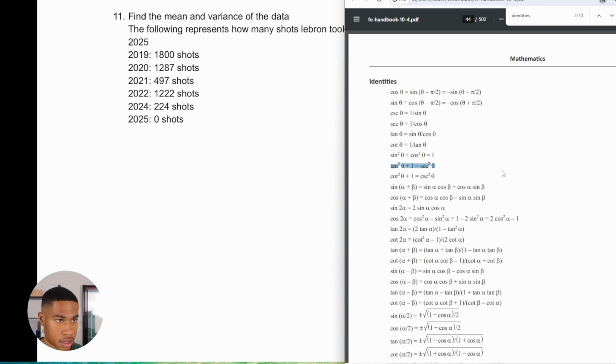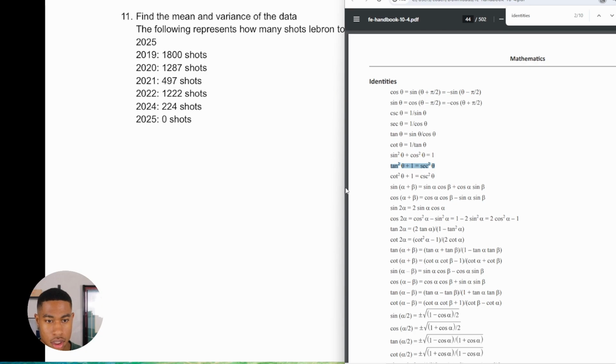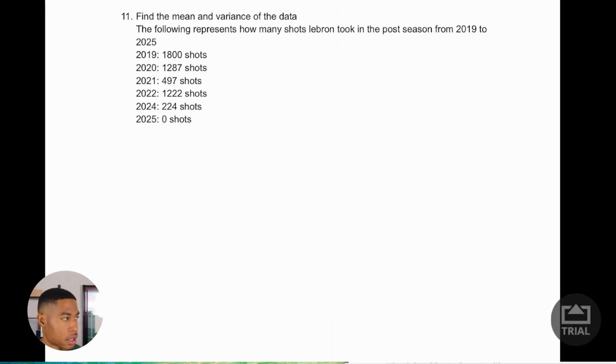Okay. All right. Let's look at number 11. It's kind of hard to see. All right. So this says find the mean and variance of the data. The following represents how many shots LeBron took in the postseason from 2019 to 2025. So in 2019, he took 1,800 shots and so forth. So this is our given information. We want to find the mean and variance. Mean just means the average.